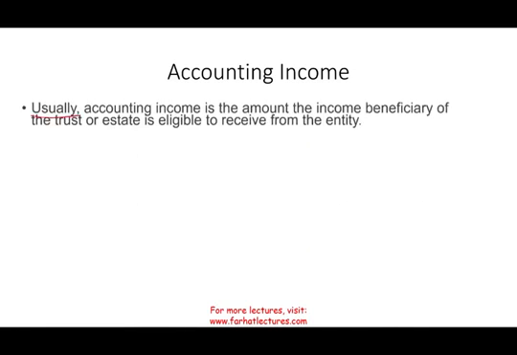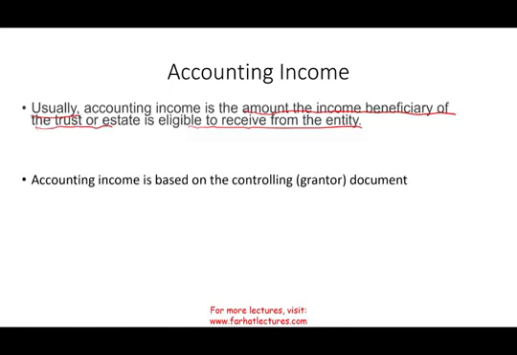Usually, and the reason I say usually is because these rules are by state, but usually on the CPA exam, on your tax course, you can go with this information. Accounting income is the amount of income the beneficiaries of the trust or estate are eligible to receive from the entity. So simply put, how much are you eligible to receive from the entity? We call this accounting income.